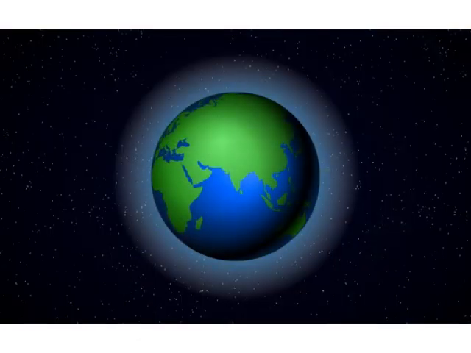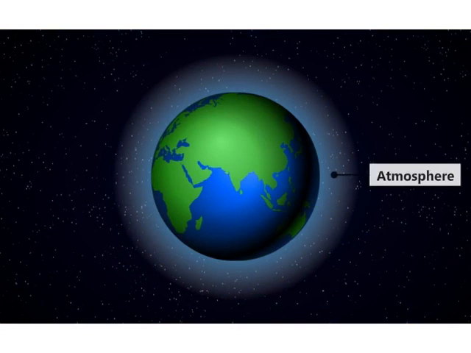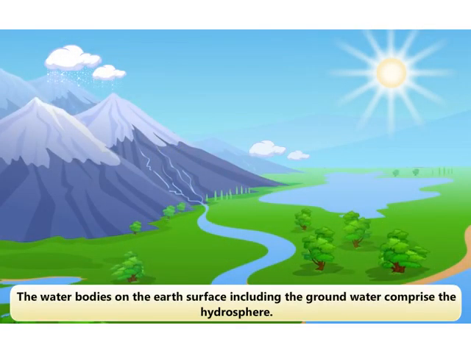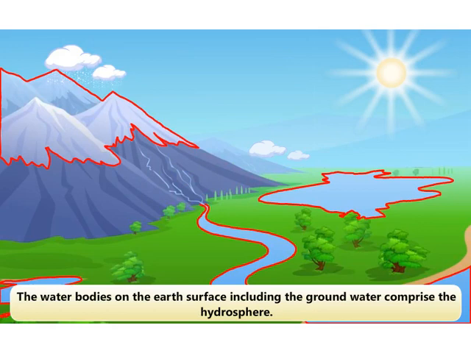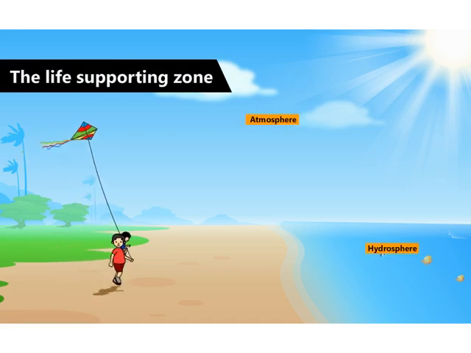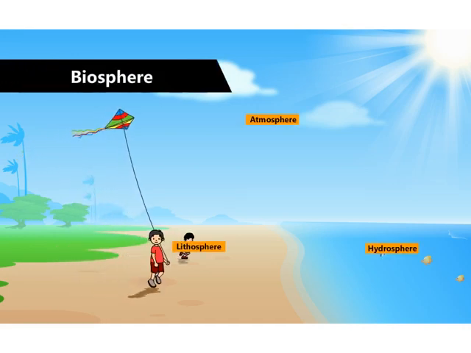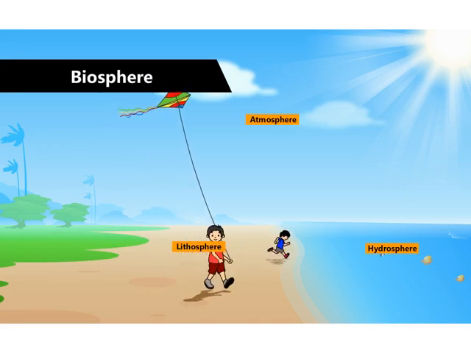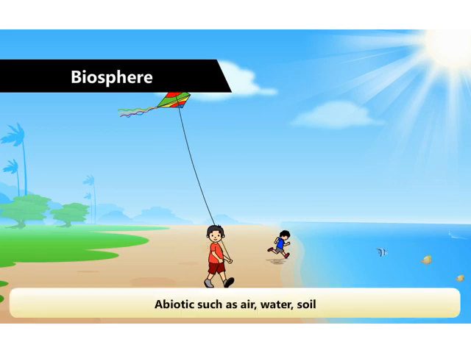The air that covers the whole of the Earth like a blanket is called the atmosphere. The outer crust of the Earth is known as lithosphere. The water bodies on the Earth's surface, including the groundwater, comprise the hydrosphere. The life-supporting zone of Earth where the atmosphere, hydrosphere and lithosphere interact is known as the biosphere. Hence, biosphere supports two kinds of components: abiotic, such as air, water, soil, and biotic, or the living organisms.